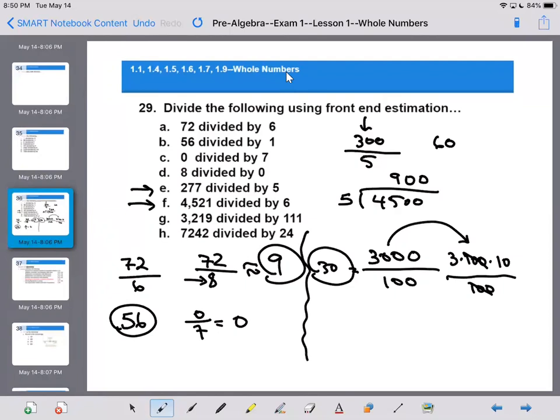And then the 7,242 divided by 24. So this one here, I'm probably just going to round up to 8,000, excuse me, and round that down to 20. So it should be 400 is my answer. And that's just an estimate.